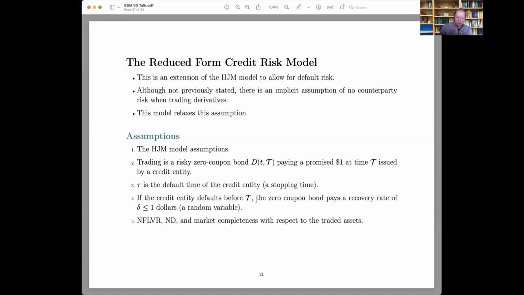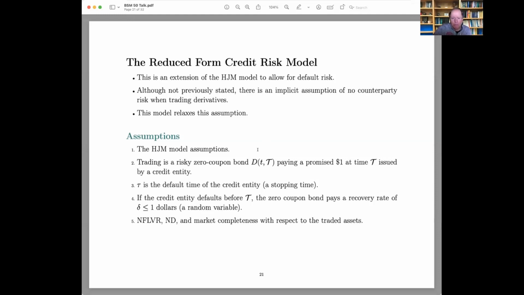Derivatives are in zero supply. For each long, there's a short. And for the payoffs that we specify to be valid, the other side of the contract must execute as promised. Now, if they don't, then the payoffs are not as promised, and that's counterparty or default risk. And the credit risk model really is the relaxation of this no counterparty or no default risk assumption. I'll briefly go through the modifications.